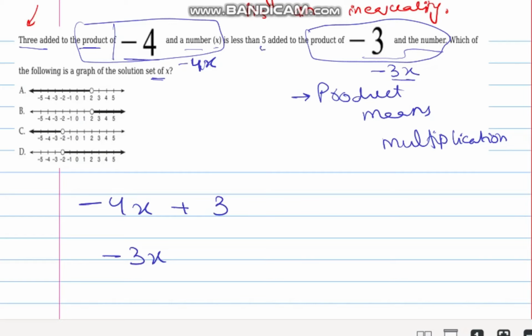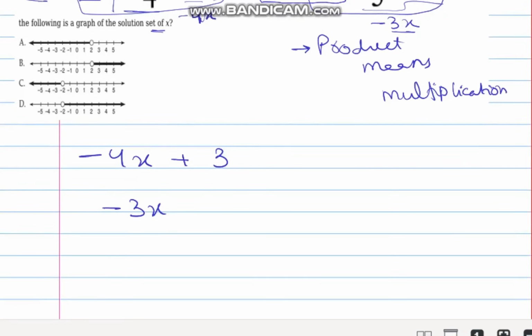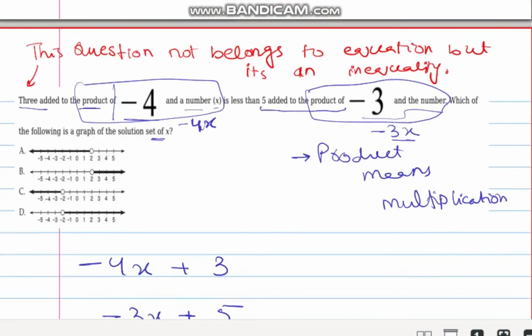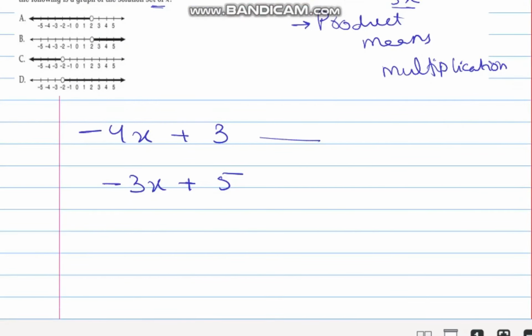Now please add 5 to the product of minus 3x. Okay, so please add the 5 here, because the question is given. Now we have two things. This is the expression, this is the expression. Expression 1. Now I am just writing this for your understanding.